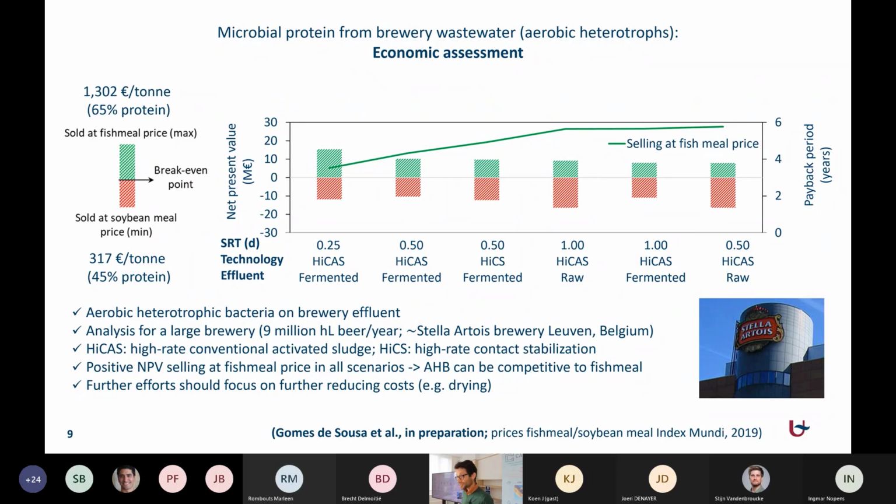So soybean meal is cheap on the market. We cannot get a positive net present value if our biomass is only as good as soybean meal. But I will show you later that we can definitely be as good as fish meal, and we can go up to high replacement rates of fish meal, for instance, in aqua feed.